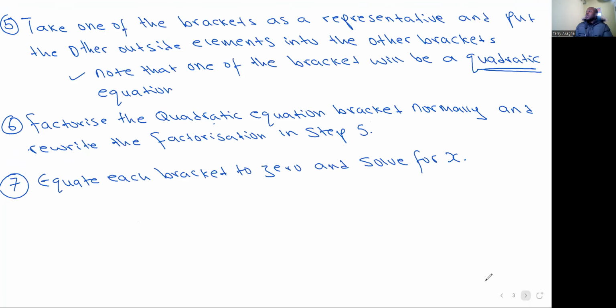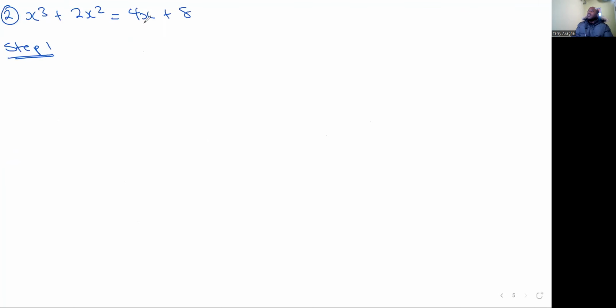So what I'm going to do then, I'm going to take all this 4x plus 8 to the other side. Let me write this down to be easy. So I'll take all this to this side. So it's going to be x cubed plus 2x squared minus 4x minus 8 is equal to 0. So now we have it in standard form.